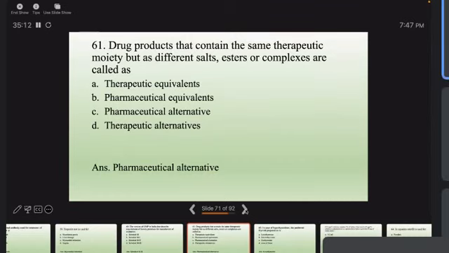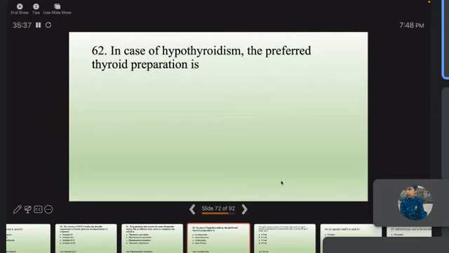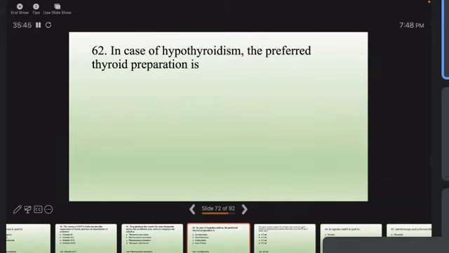Okay, let's move on to the next question. In case of hypothyroidism, the preferred thyroid preparation is? Any answers? Hypothyroidism drug. Methimazole. Is methimazole for hypothyroidism? Okay, methimazole is usually for hyperthyroidism.